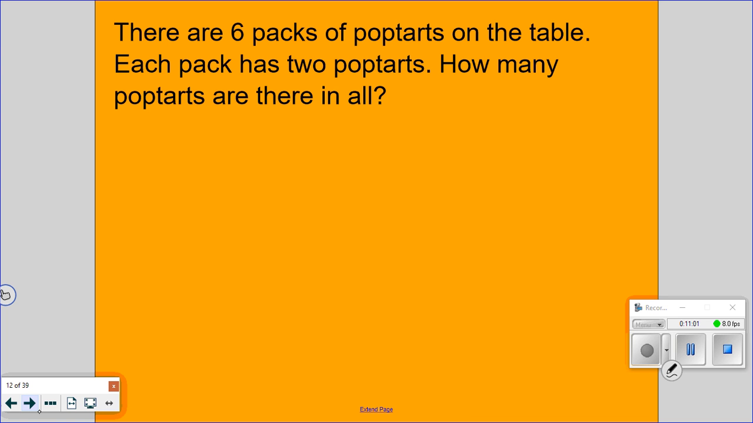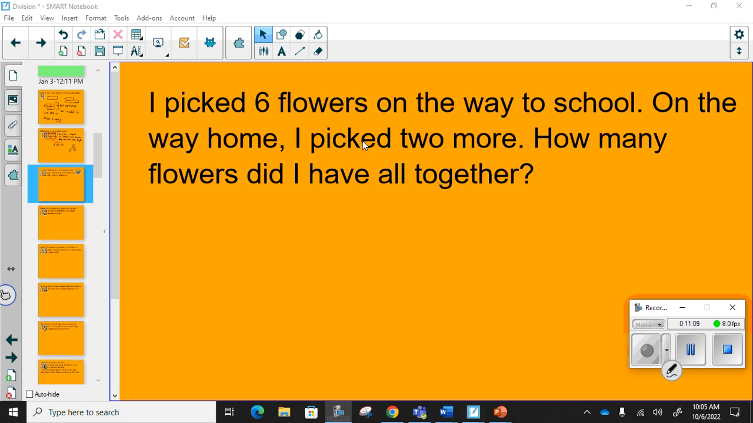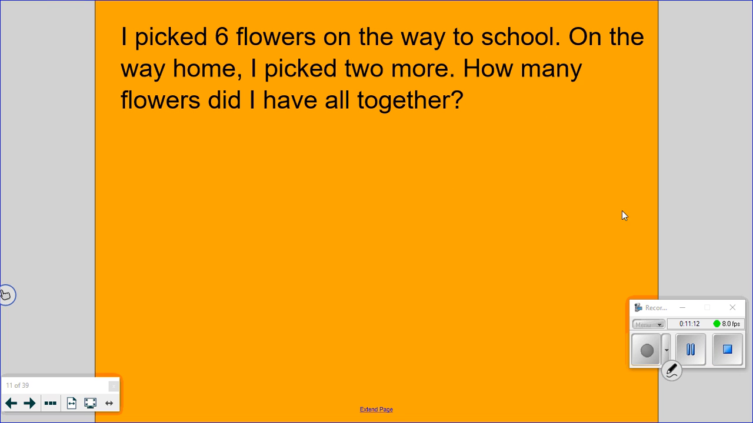It says there's 6 packs of Pop-Tarts on the table. Each pack has 2 Pop-Tarts. How many Pop-Tarts are there in? Just kidding. I knew that was weird. I went a slide too far. I pushed too many times. Here's our problem. Sorry about that.